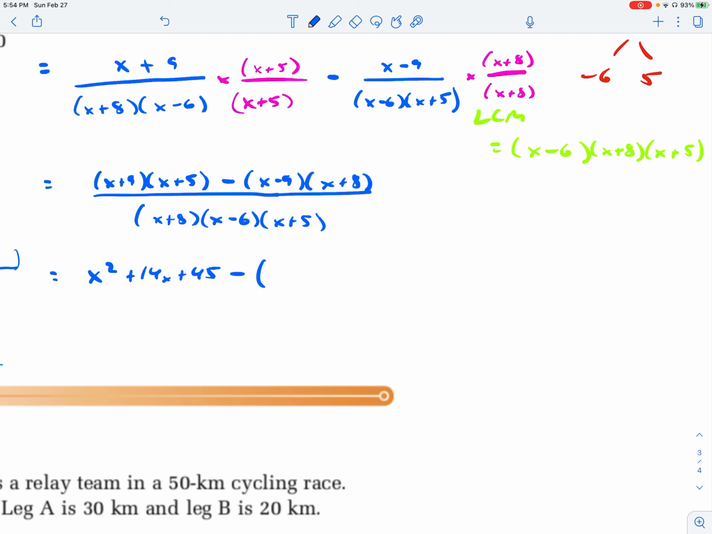Minus the next one, I got to keep in a bracket. So I'm going to do FOIL for this. My middle terms are going to be negative 9x plus 8x. Let me clean that up a bit. So we have negative 9x plus 8x. It's going to give me just negative x for the middle term. So I'll have x squared minus x, and then negative 9 times 8 is negative 72. This is all over those three binomials.